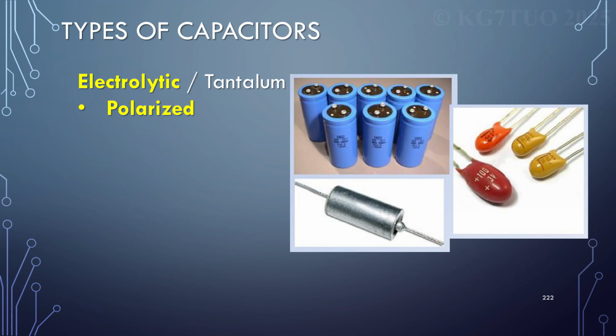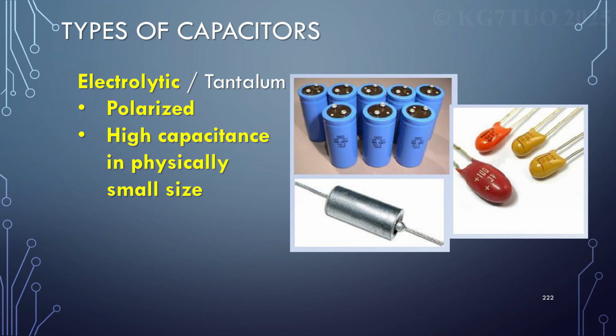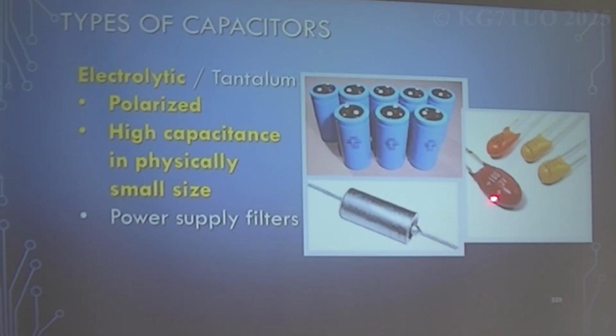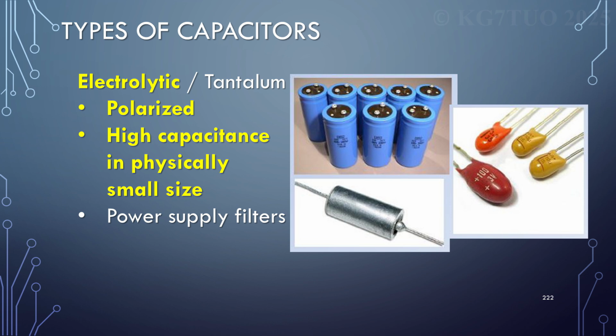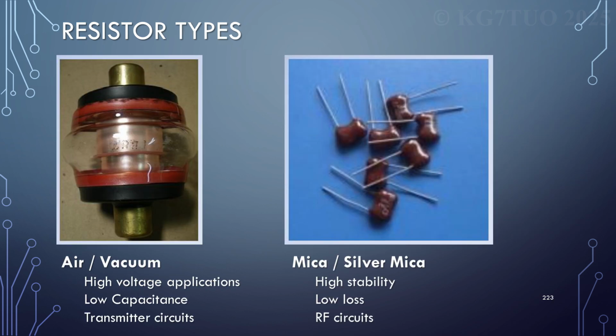Electrolytic or tantalum is polarized, so don't hook it up backwards. It has high capacitance in a physically small size. Those are all electrolytic, used for power supply filters. These are electrolytic too somehow, don't ask me how. If you look right here, you'll find a plus sign. That means this lead right here is the plus lead. You'll know if you put it in backwards. Power supply filters have low impedance and AF coupling. Audio frequency? Yep.